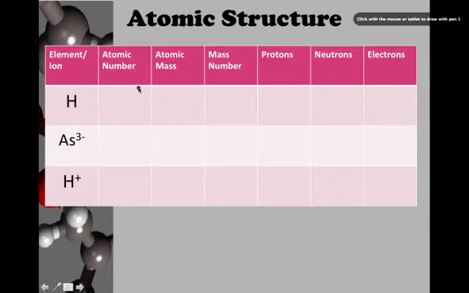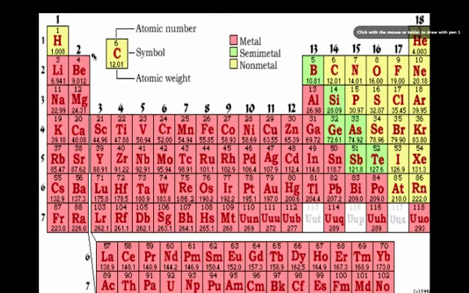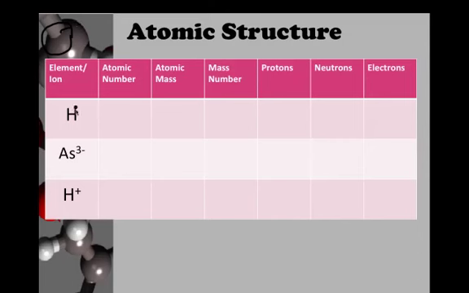For hydrogen, if we look in the periodic table, we can find the atomic number. They should have the same table in their worksheet, in their packet. Here is hydrogen, and we're looking for the atomic number. The atomic number of hydrogen is 1. Let's go back to our slide and write in the atomic number for hydrogen. So the atomic number of hydrogen is 1.